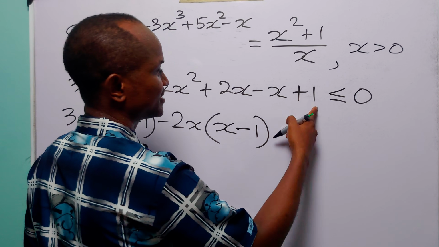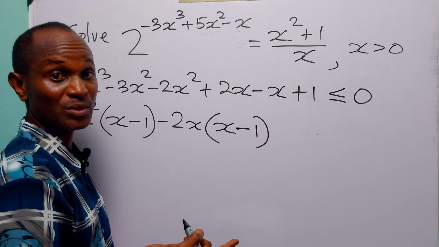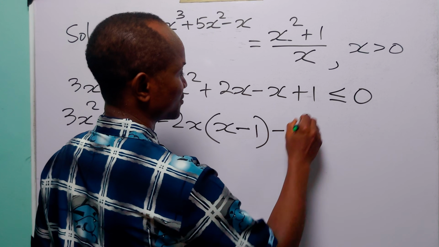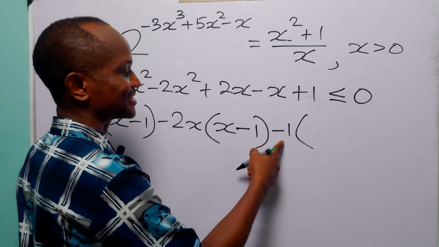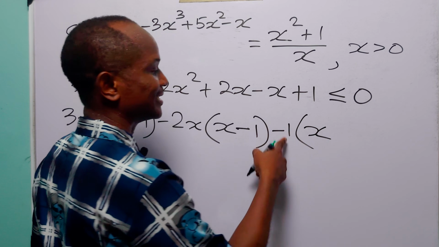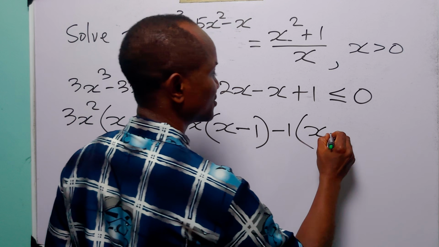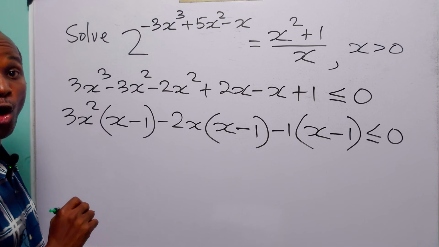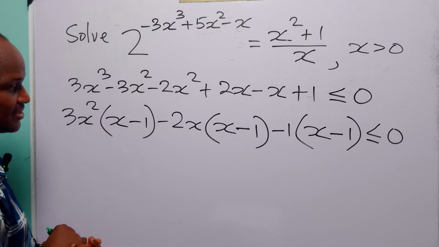Finally, when you look at these two, you're going to see a common factor, which is minus 1. When we do that, we have minus 1 into minus x divided by minus 1 is going to give us x. And 1 divided by minus 1 is going to give us minus 1. And of course, this is still less than or equal to 0.